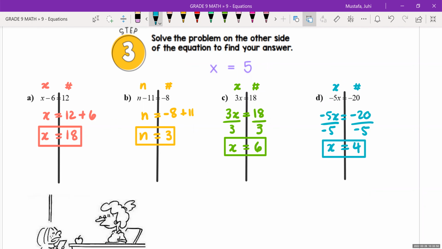Okay, does that make sense so far? Okay, good. I'm seeing a lot of nods. Let's keep going.